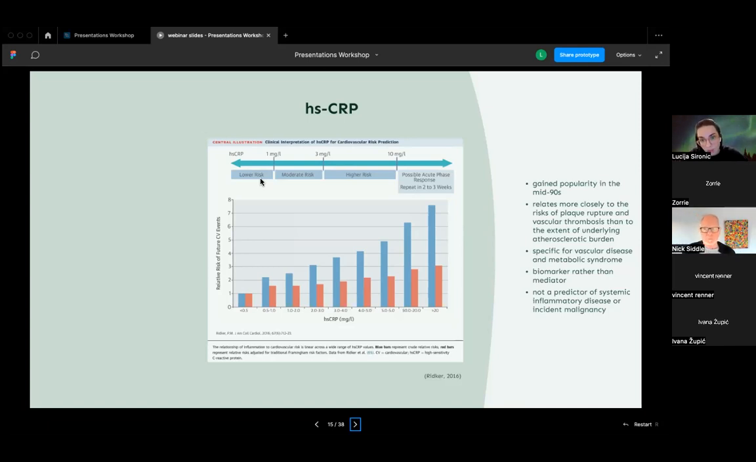It is specific for vascular disease, though we do see that it also associates with metabolic syndrome and diabetes. It's a biomarker rather than a mediator of cardiovascular disease, and it doesn't seem to be a predictor of systemic inflammatory disease or incident malignancy.